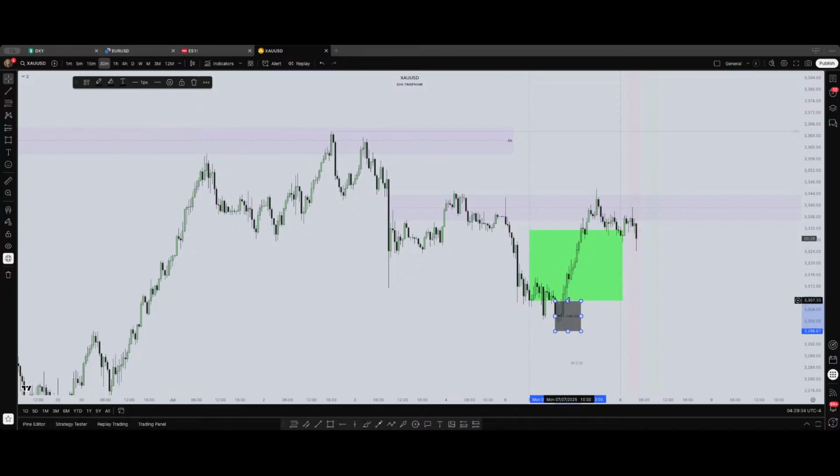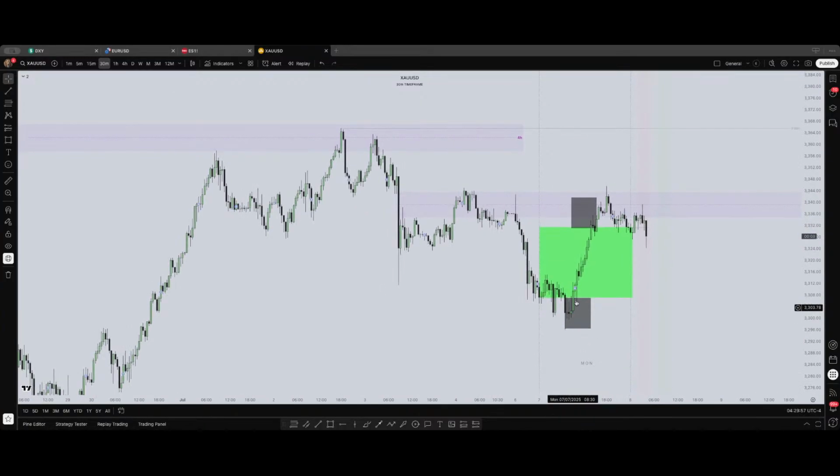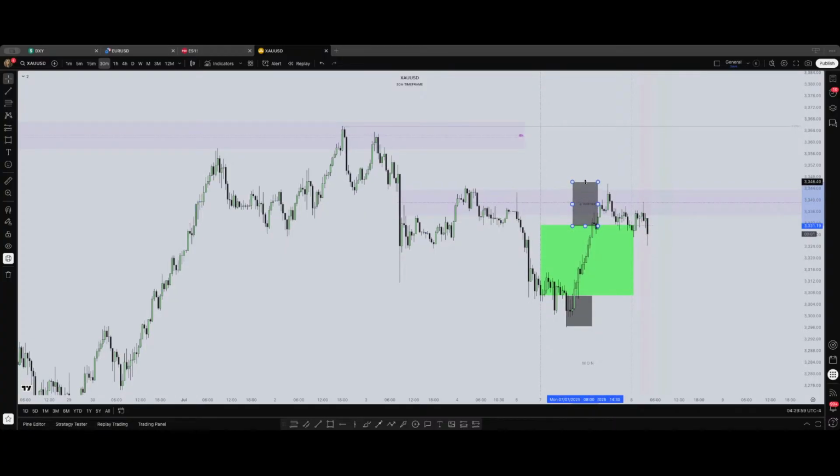So you can imagine manipulation was price open here, price went down doing the manipulation, it was accumulating here, manipulation, and then distribution until here. Okay, so the candle will be at the end of the day like this. Something like this, right? So that's the idea of the power of 3.